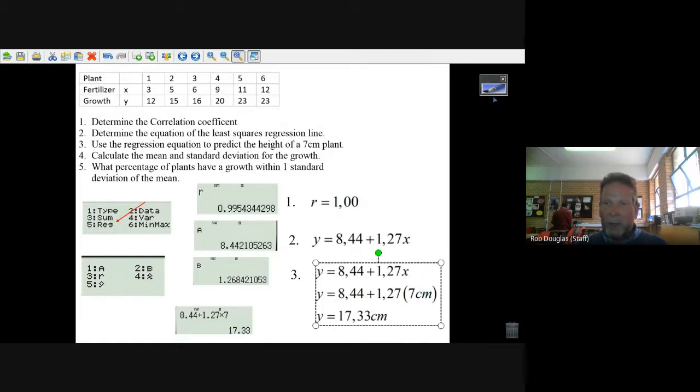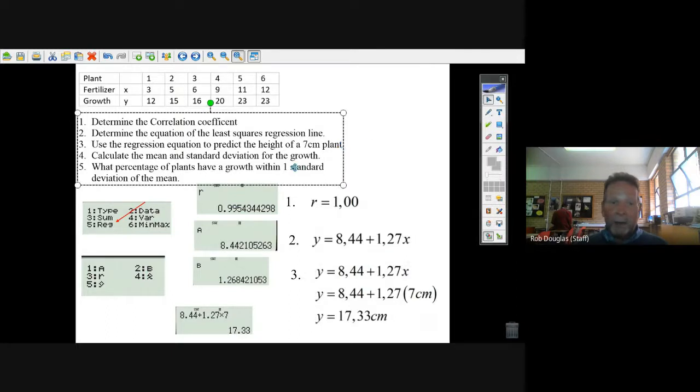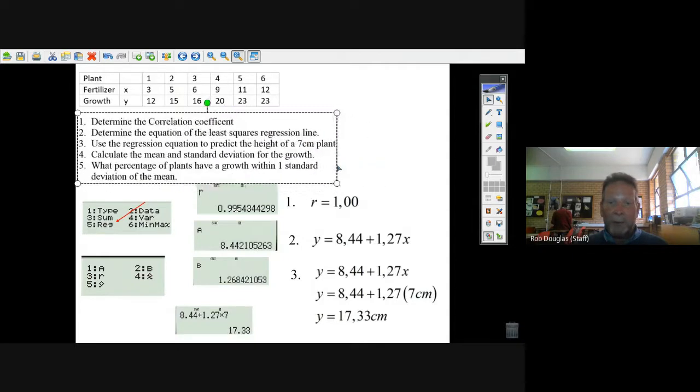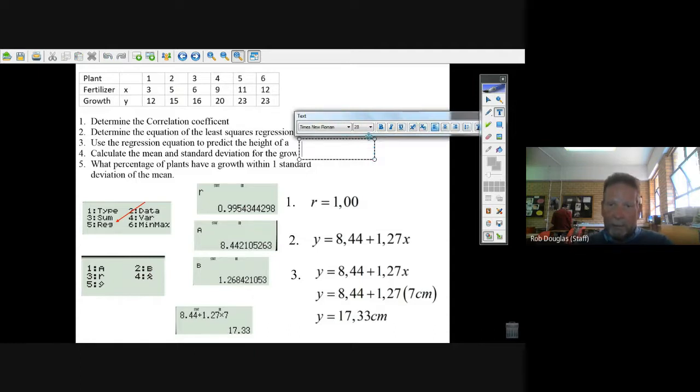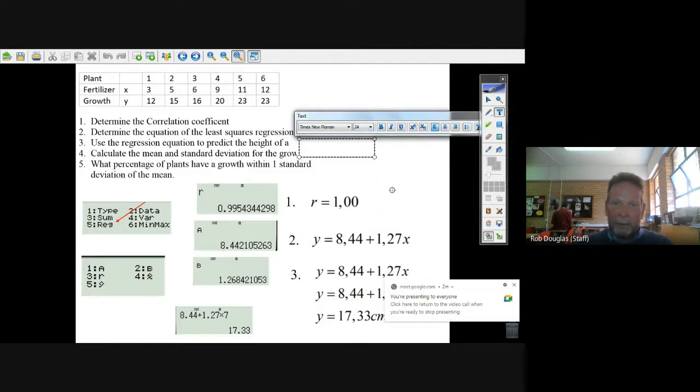Okay, the next question actually asks, and I got it a little bit wrong the first time through: use the regression equation to predict the height of a plant that gets 7 grams of fertilizer. That's what I want you to think about, a plant that gets 7 grams of fertilizer.